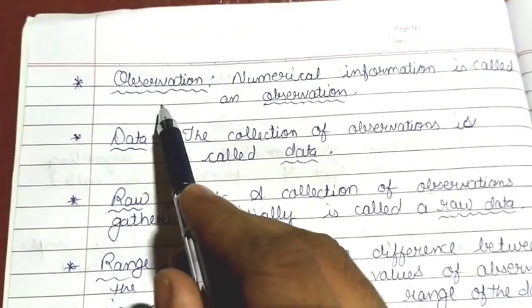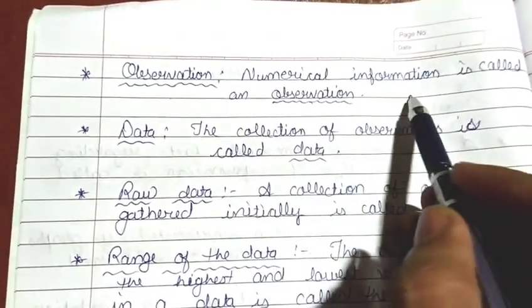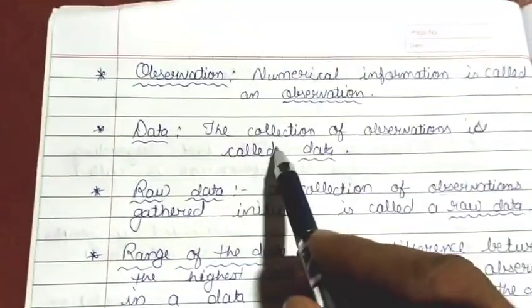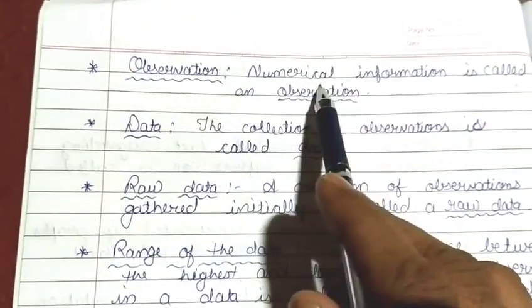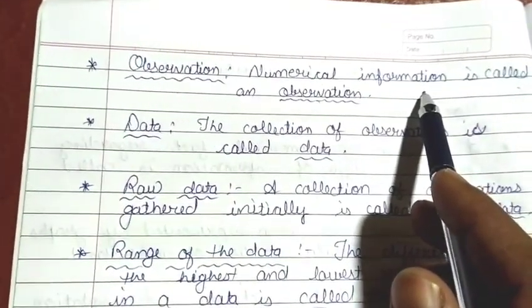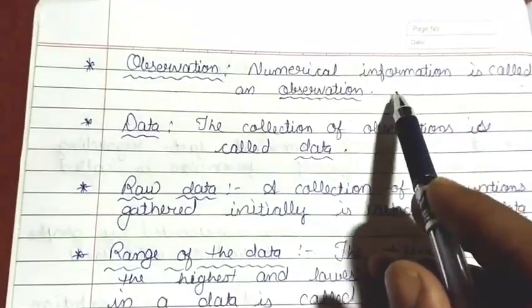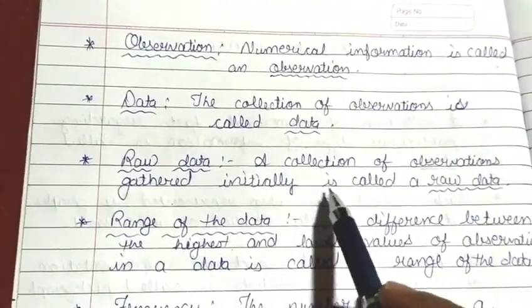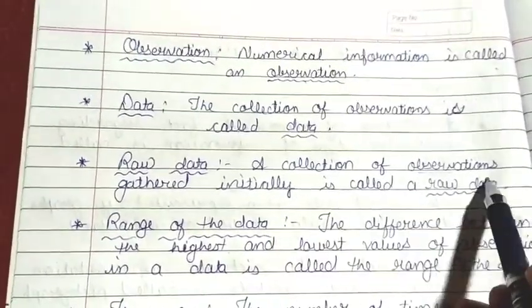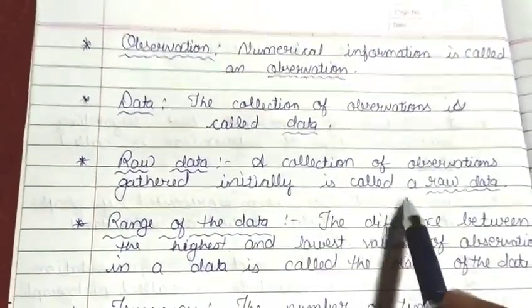Let's see the next topic, observation. Numerical information is called an observation. Data, as we just saw, is the collection of observations, meaning the observations are in numerical form and the collection of such numerical values is known as data. Raw data, as I told you, is first-hand information. Collection of observations gathered initially is called raw data.